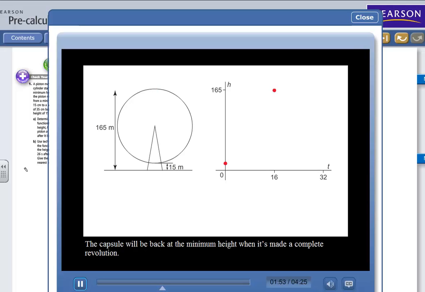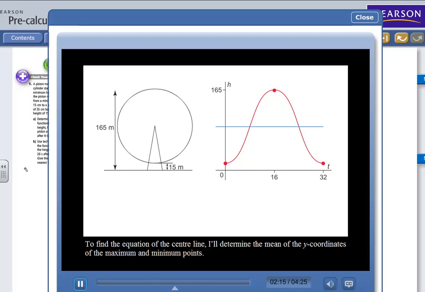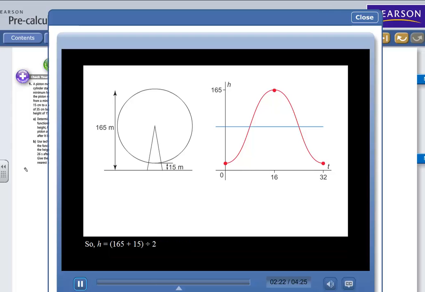The capsule will be back at the minimum height when it's made a complete revolution. So when time is 32 minutes, the height is 15 meters. I'll plot a point at 32, 15. Now I can join the points with a smooth curve. I can also show the center line of the graph. To find the equation of the center line, I'll determine the mean of the y-coordinates of the maximum and minimum points. So, h equals (165 plus 15) divided by 2.